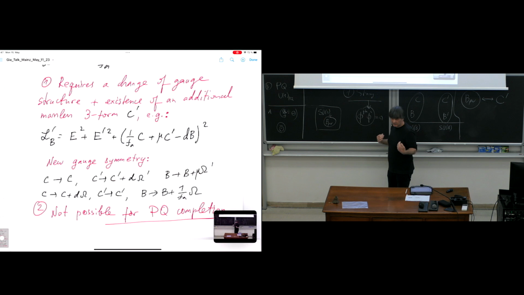Because the S matrix tells me, well, yes, every three-form comes with a BMU field, gauge redundancy, and that's it. You cannot do anything with the theory, okay? So this would be my strong formulation, okay?